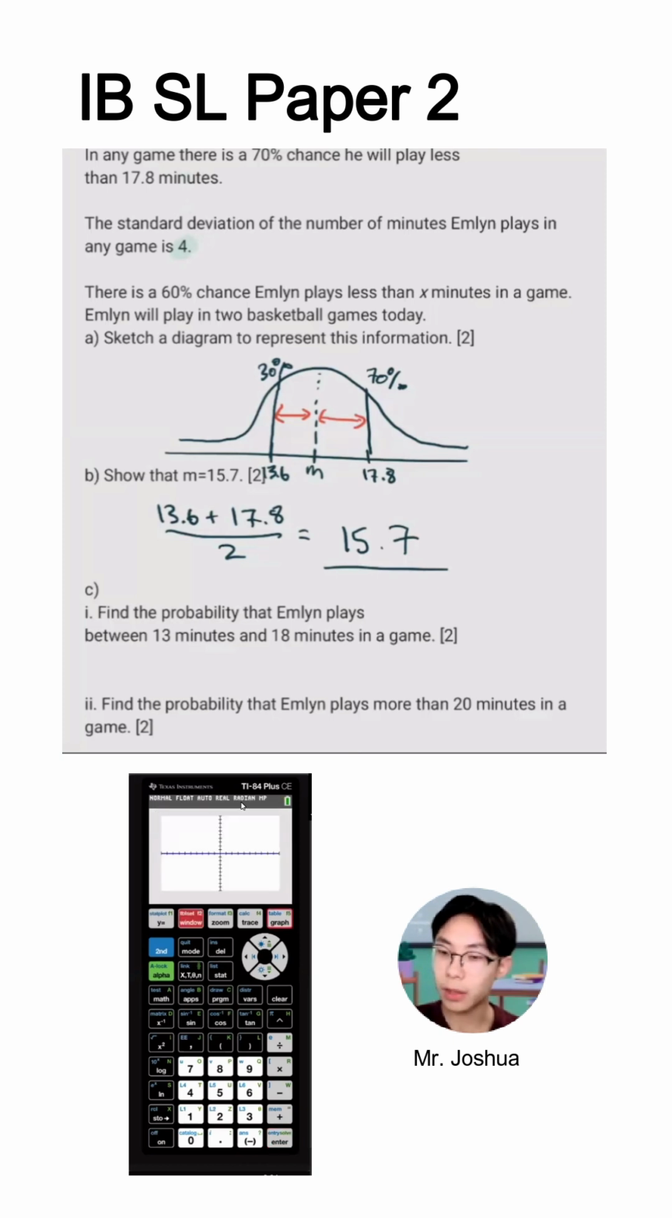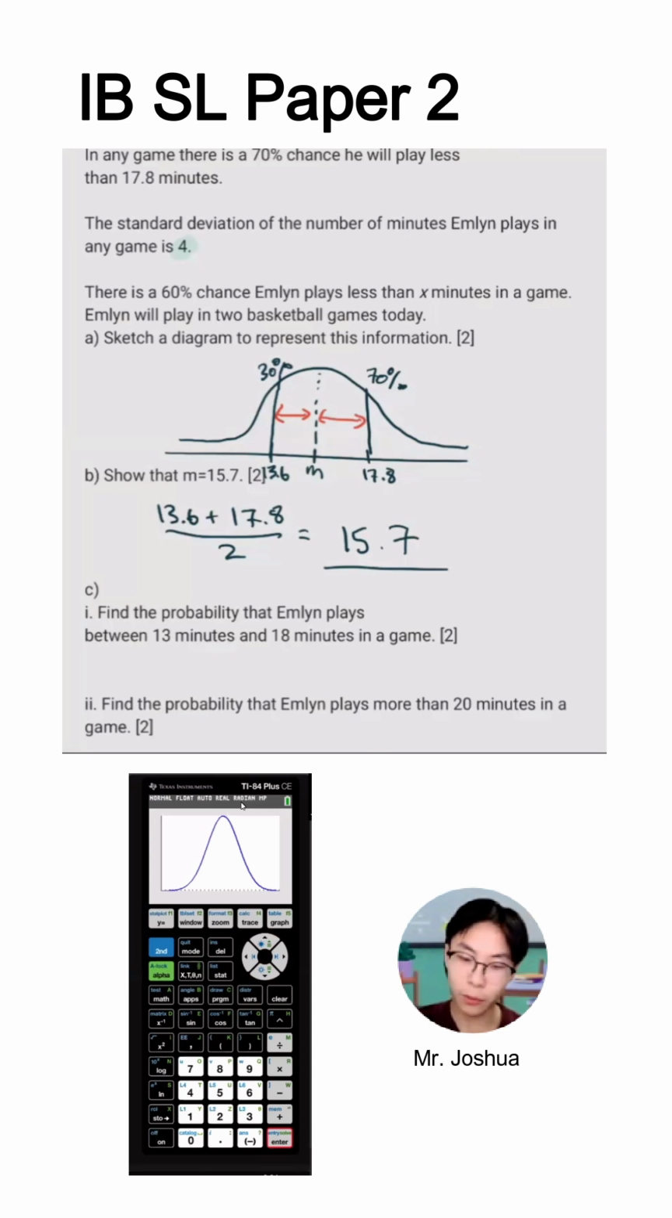Right now, it doesn't look very good because we have to set our window. So our x min we'll set to 0 and our x max we'll set to maybe around 30. And we'll click graph again, still not so good. So we'll click zoom and we will go all the way down to zoom fit. We'll click enter and we'll get a nice normal distribution plot like this.